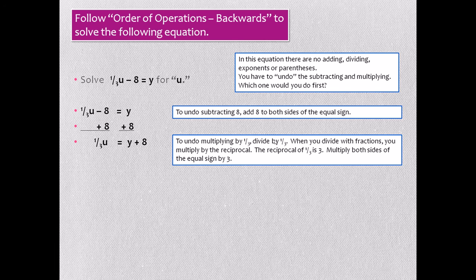But let's think about that. When you divide by 1/3, that's a fraction. So when you divide with fractions, you are really multiplying by the reciprocal. The reciprocal of 1/3 is 3. So you multiply both sides of the equal sign by 3. So I'm going to multiply this side of the equal sign by 3, so that's 3 times 1/3 u. And this side of the equal sign, that's parentheses y plus 8, parentheses times 3.